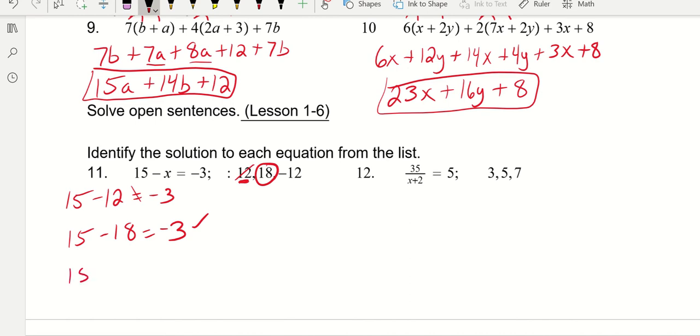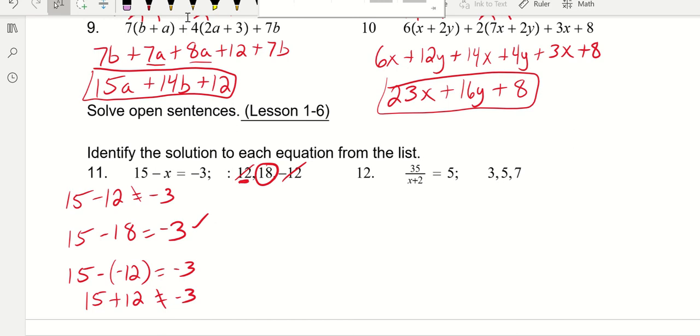How about 15 minus negative 12? Is that equal to negative 3? 15 minus negative 12 is 15 plus 12. That's going to be 27, which is not equal to negative 3. So negative 12 is not a solution either.